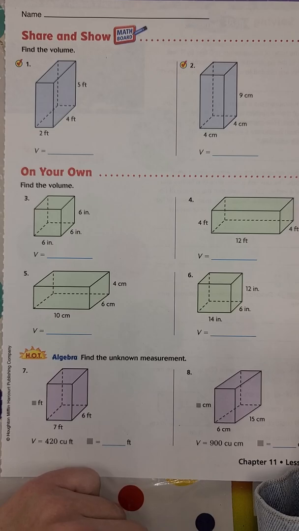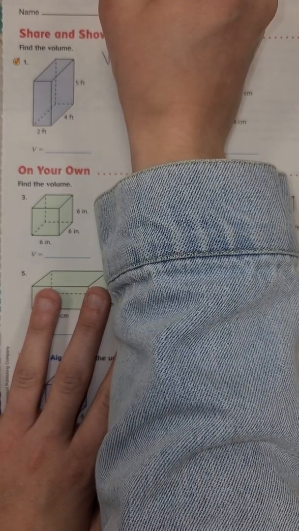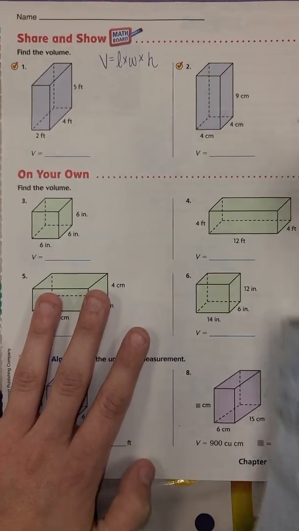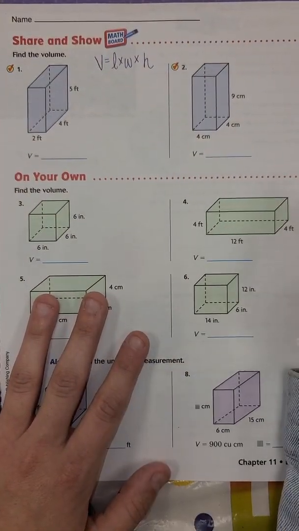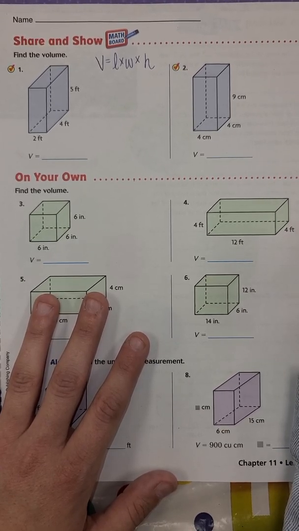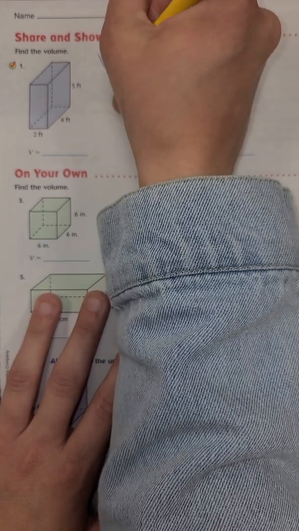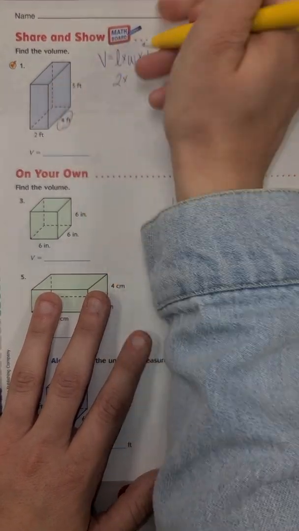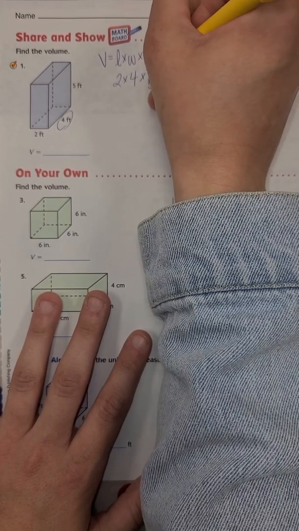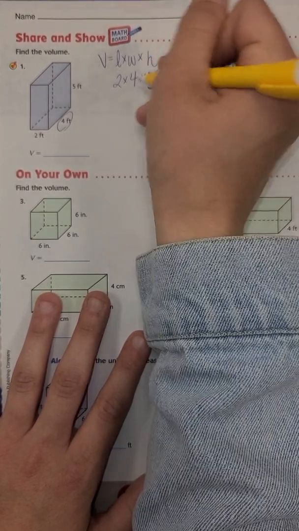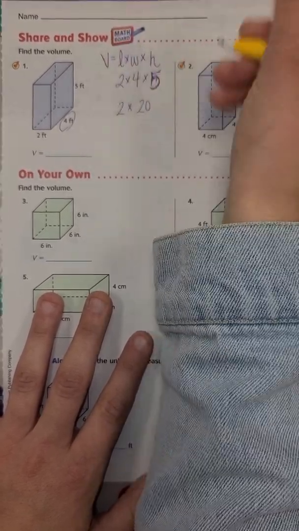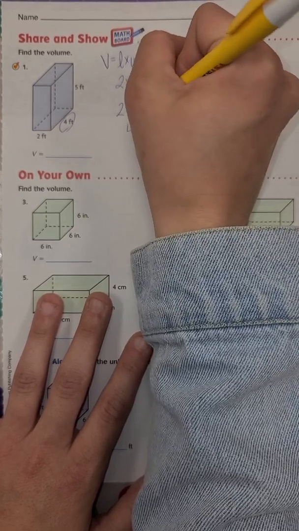The first one says find the volume. Again, I'm going to write my formula. Volume equals length times width times height. I want you to do that every single time so that you remember it, and all you have to do is plug it in. I don't want you doing it in your head. So my length for this one is 2. My width for this one is 4. My height for this one is 5. Now I'm going to multiply. I know 4 times 5, that's easy. That's 20 times 2. So now 20 times 2 would give me 40.